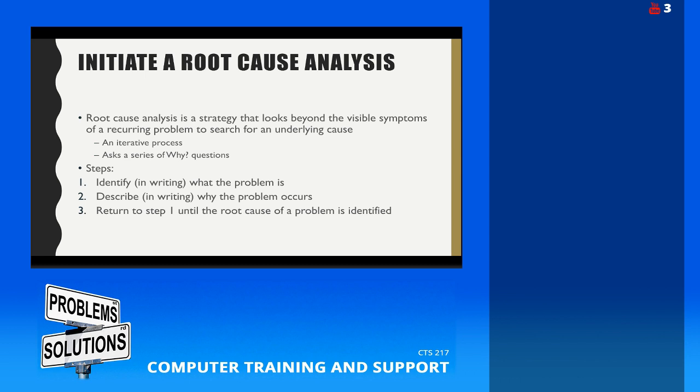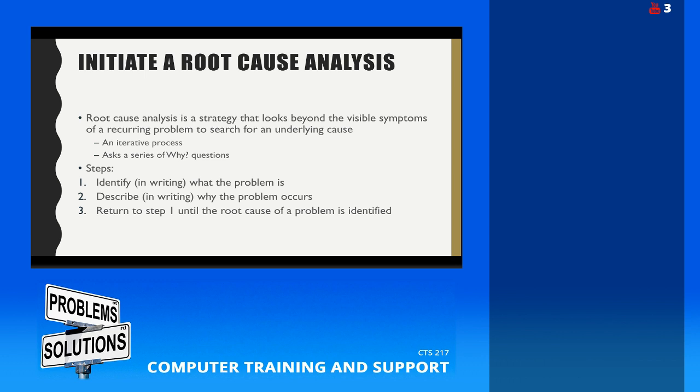And what we're doing when we're doing a root cause analysis is that we're asking a series of why questions. Why? What caused this? Why did this happen? Okay, well, if this is why this happened, why did that happen? All right, well, if that's why that happened, why did that happen? And so on and so forth.